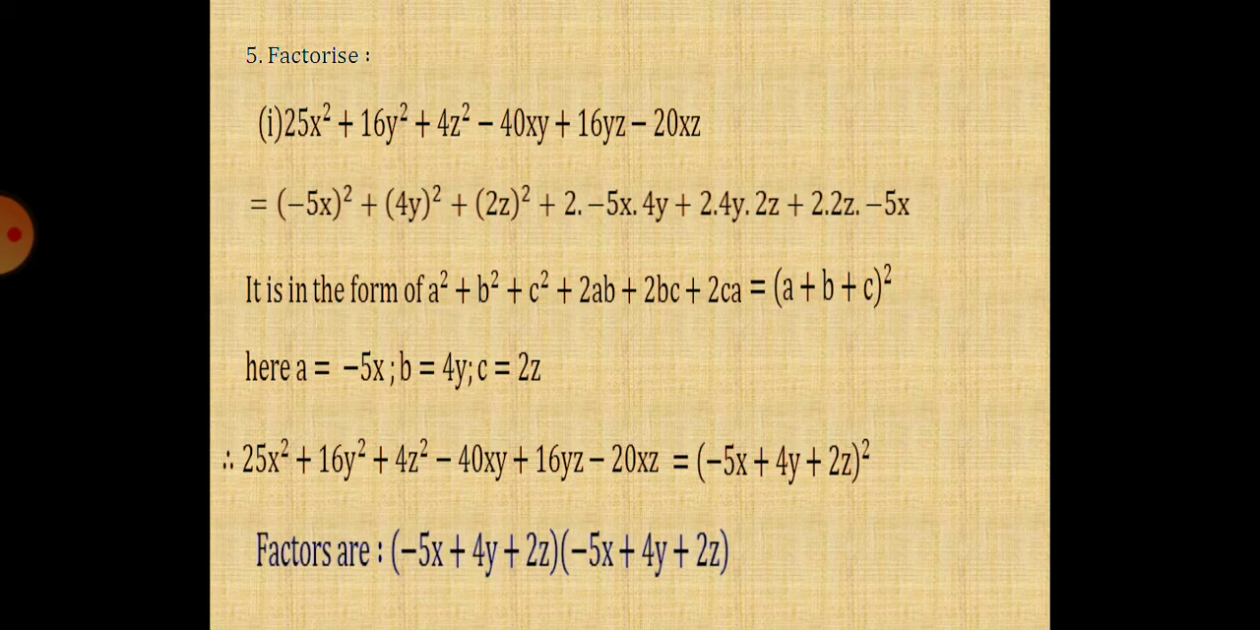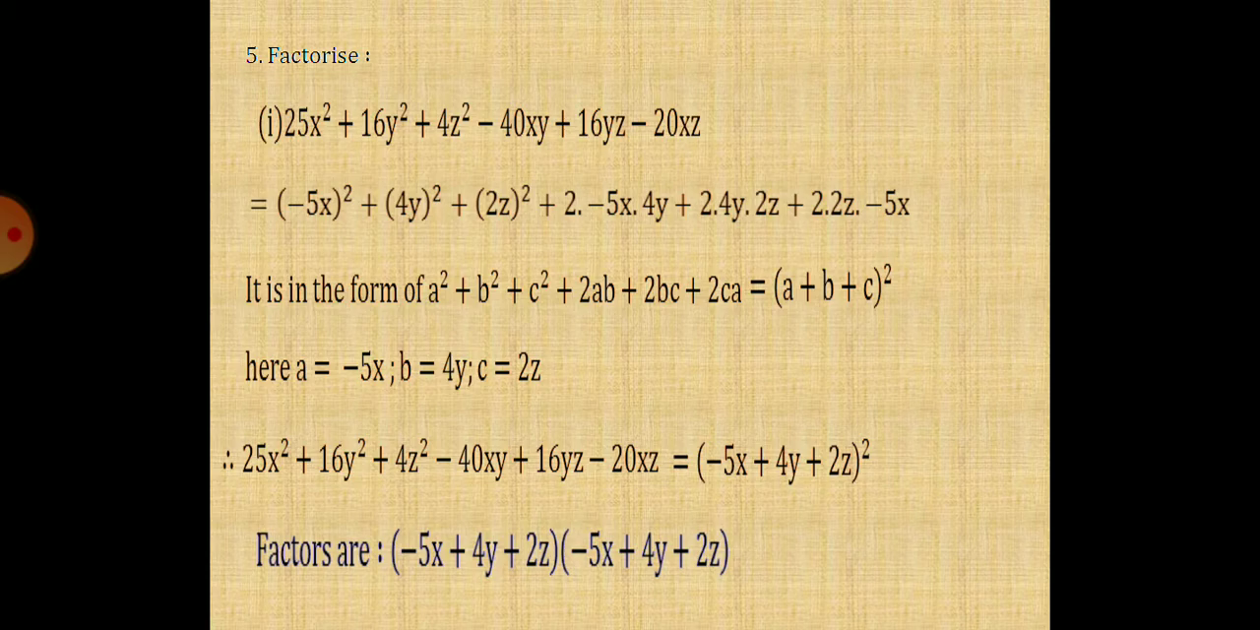So the next terms we have to write as 2ab: 2 into minus 5x into 4y. So this becomes 5 2s are 10, 10 4s are 40, minus 40xy. Yes, it is there in the question. So that is nothing but the plus 2ab term. Now let us test for the plus 2bc term. 2 into 4y into 2z will give 4 2s are 8, 8 2s are 16yz. Yes, it is also there in the question. So we can understand that the fifth term is the plus 2bc term.